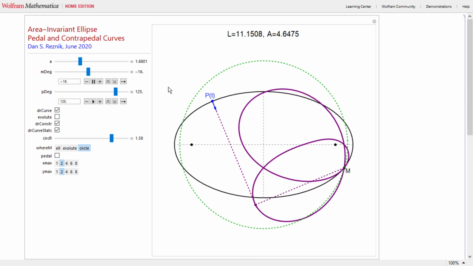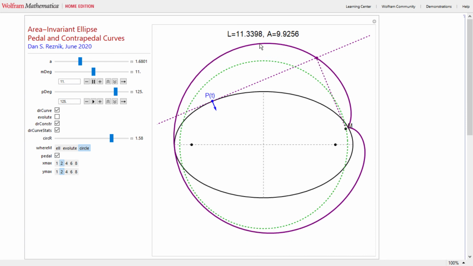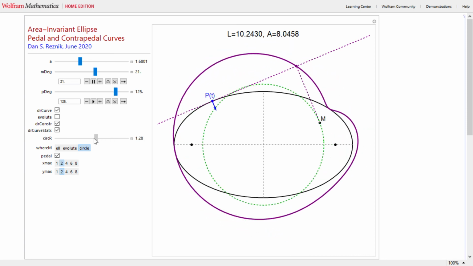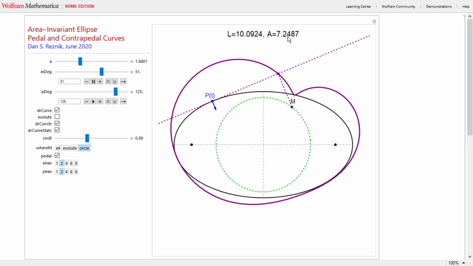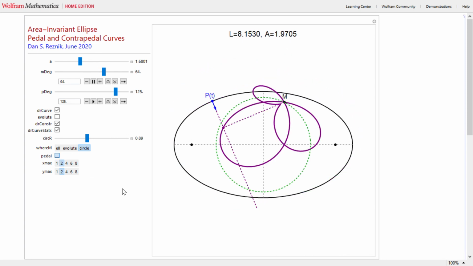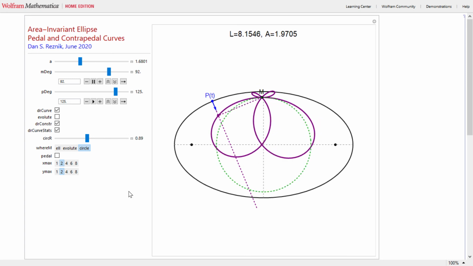And the same result. Let's switch back to the pedal curve. The same result of area invariance. Let's reduce the radius of the circle. You get area invariance for the pedal and for the contrapedal curve. So this is today's result, guys. I hope you've enjoyed it.